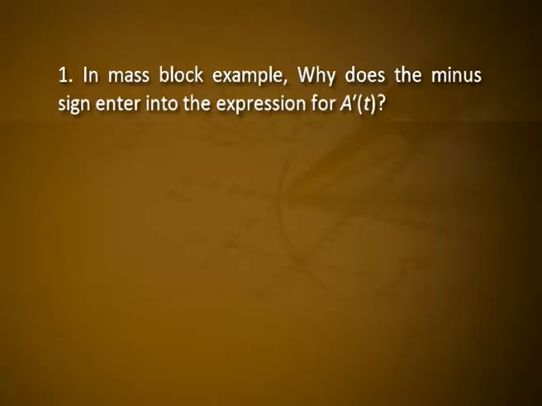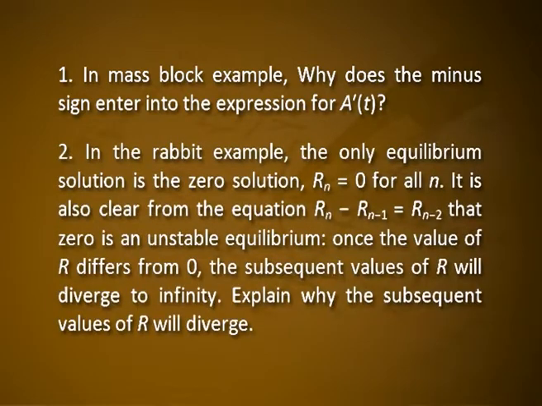First one, in the mass block example, why does the minus sign enter into the expression for a'(t)? Second, in the rabbit example, the only equilibrium solution is the 0 solution, that is R_n = 0 for all n. It is also clear from the equation R_{n+1} = R_n + R_{n-1} that 0 is an unstable equilibrium. Once the value of R differs from 0, the subsequent values of R will diverge to infinity. Explain why the subsequent values of R will diverge.